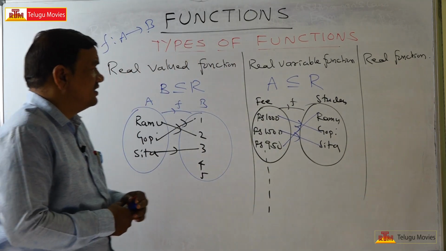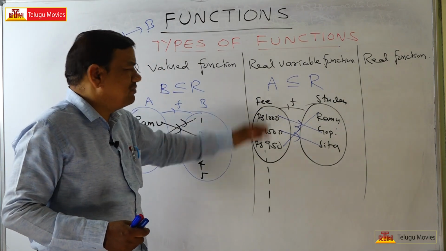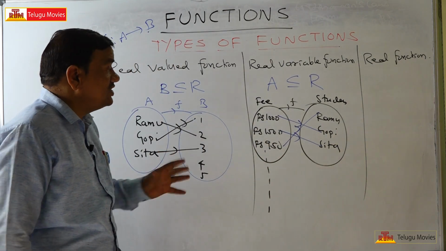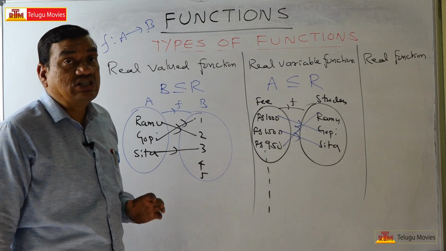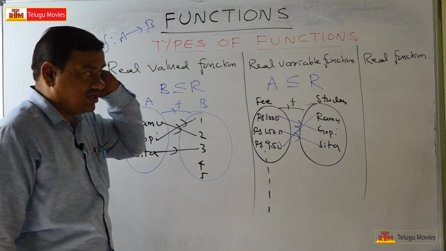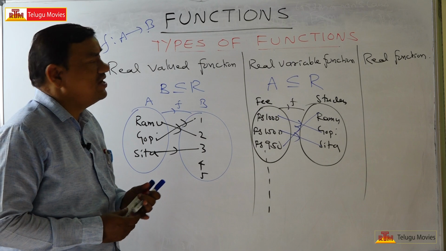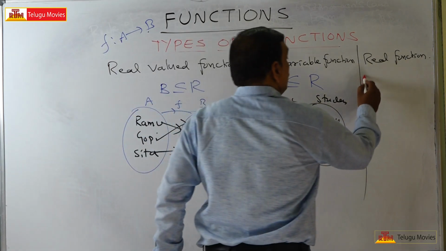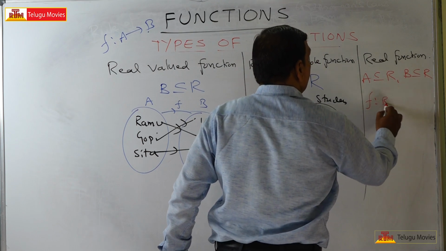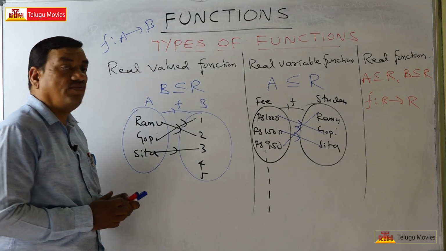That means what? The set A contains a set of real numbers, all numbers, whatever those numbers may be, and B may be anything. Such types of functions are called real variable functions. Understand this? Right. Next, what is a real function? This is a mixing of both real valued and real variable functions. That is, both A is a subset of or equal to R, and B is also, that means f from R to R. This type of function is called a real function.